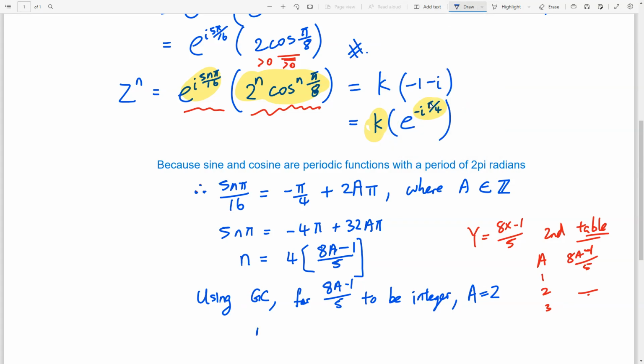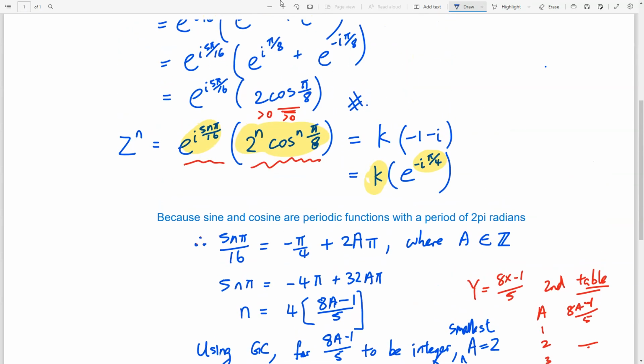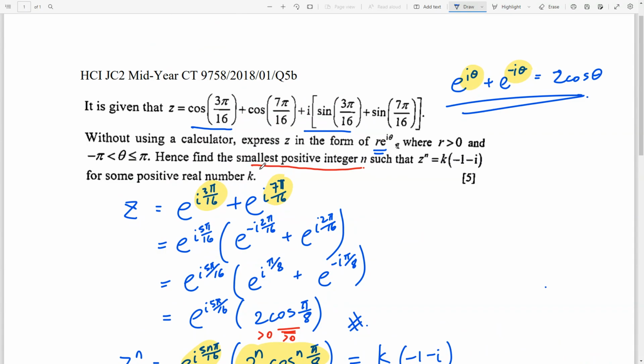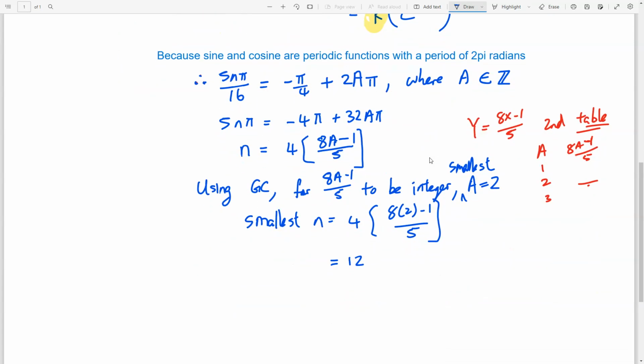So the smallest a is 2. The smallest n is 4 times (8 times 2 minus 1) divided by 5, and this gives you 4 times 3, which is 12. That's the smallest value of n. The question says find the smallest n, so your final answer is just 12.